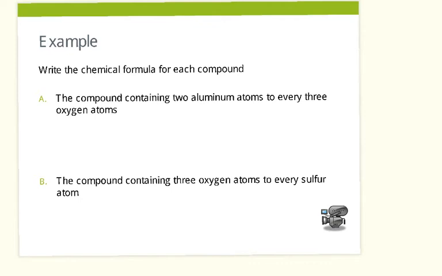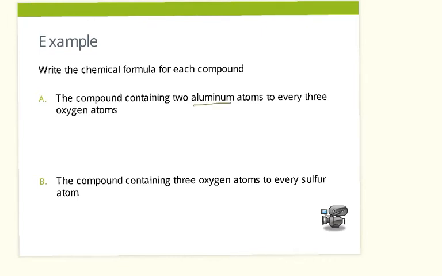So let's talk about how we represent chemical formulas for compounds by doing a couple of examples. If the compound contains 2 aluminum atoms to every 3 oxygen atoms, how do we represent such a compound? We always want to write the metal before the non-metal, because if you think about it, on our periodic table, metals are to the left and non-metals are to the right. So we're going from left to right, just like we write English.